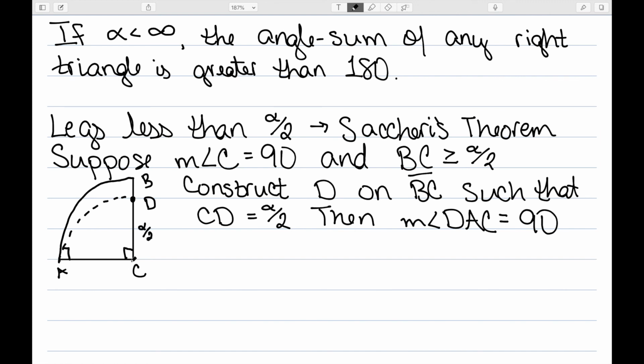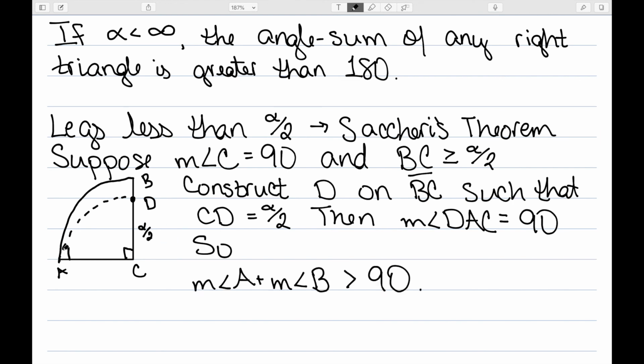We've proven before that if we have a point alpha over 2 away from a line, then every line we draw passing through that point is going to be perpendicular to that line. So every segment that I draw passing through D that intersects anywhere on line AC is going to give me a 90-degree angle.